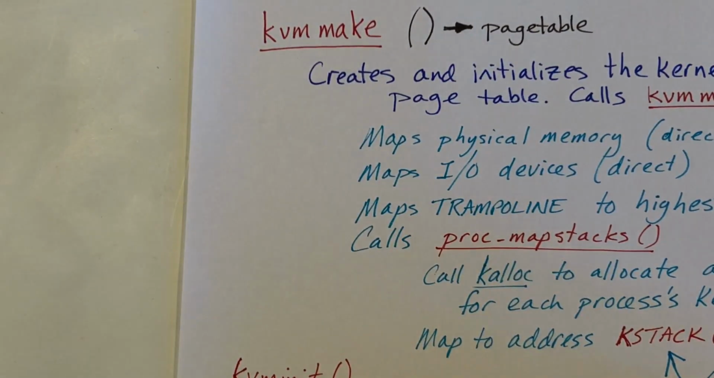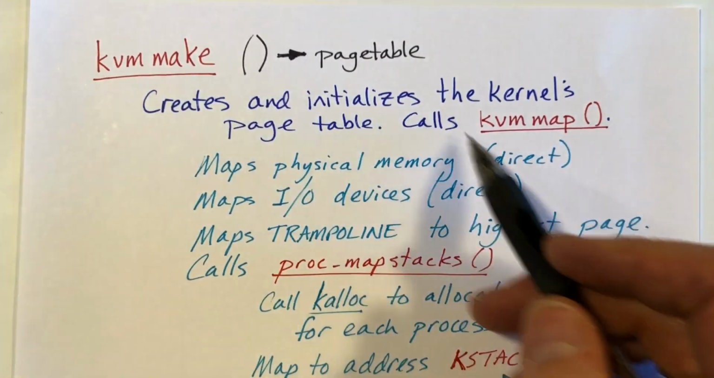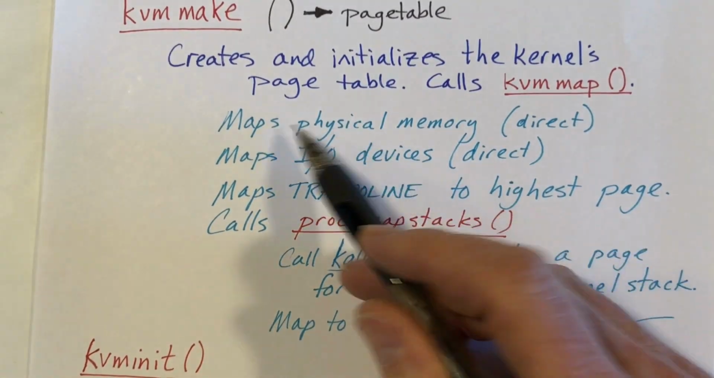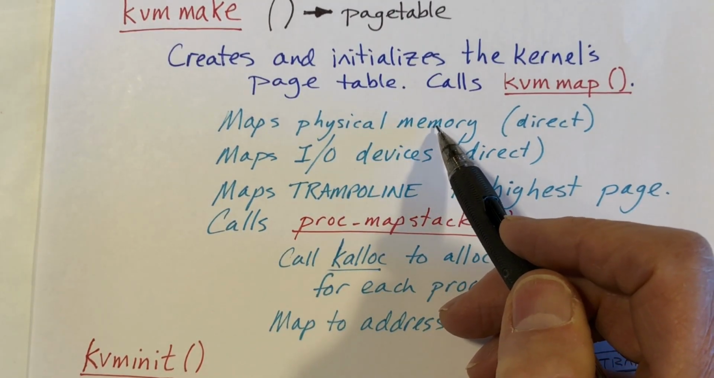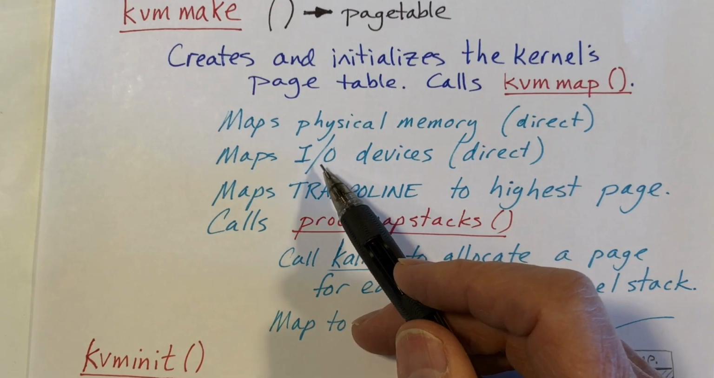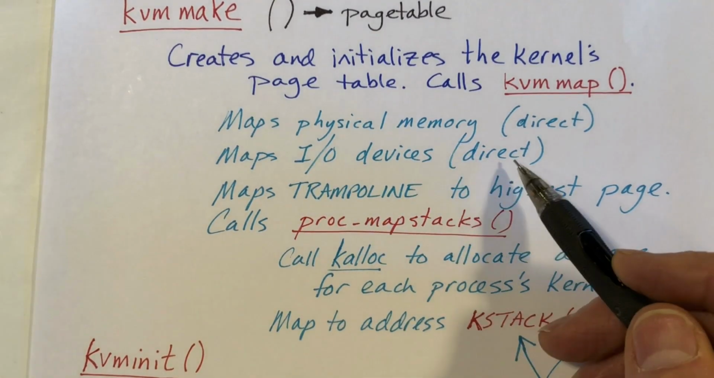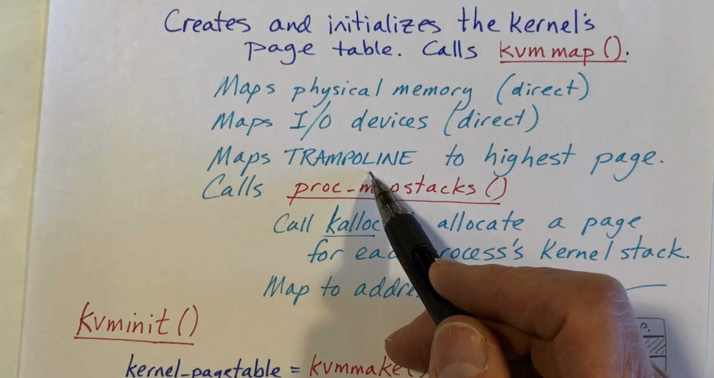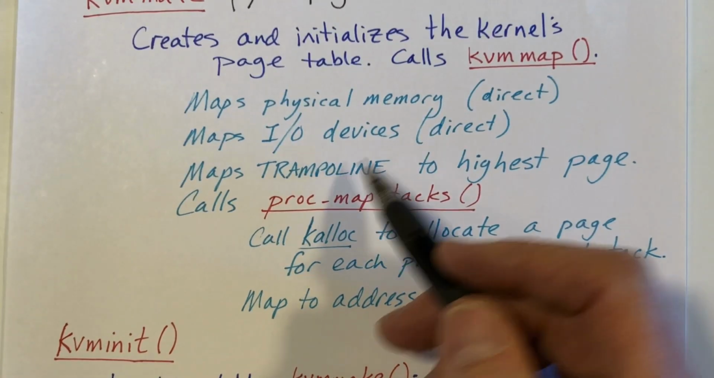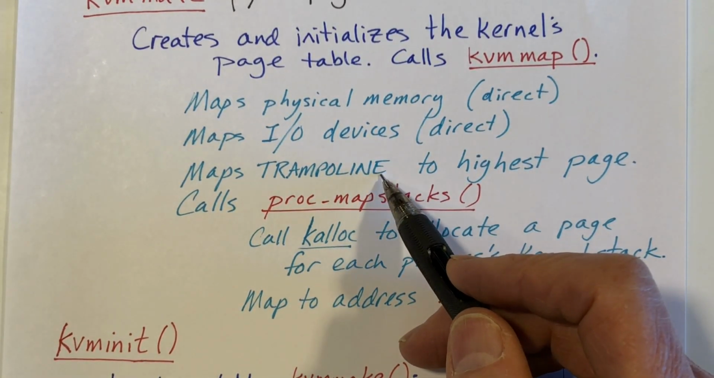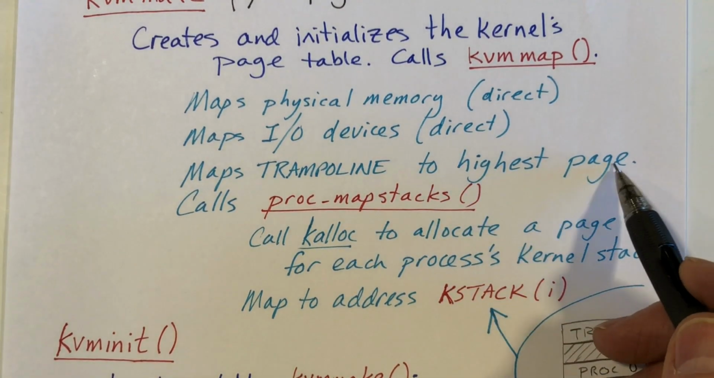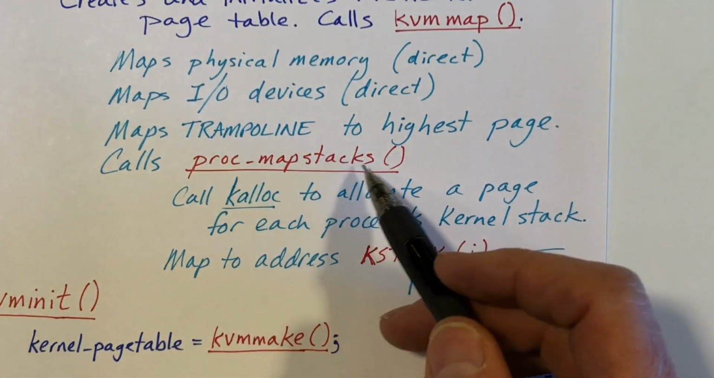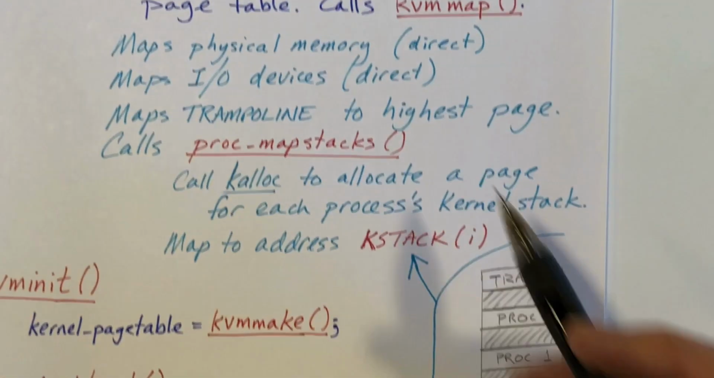The function kvmmake is the one that calls kvmmap to create and initialize the kernel's page table. It adds all of physical memory to the page table with a direct mapping, and it adds all the memory-mapped I/O devices to the page table, again with a direct mapping, and it creates a mapping for the trampoline page. The trampoline page exists somewhere in the physical memory, but in addition, there's a second mapping for that from the highest page in the virtual address space to that physical page. And finally, it calls proc_mapstacks.